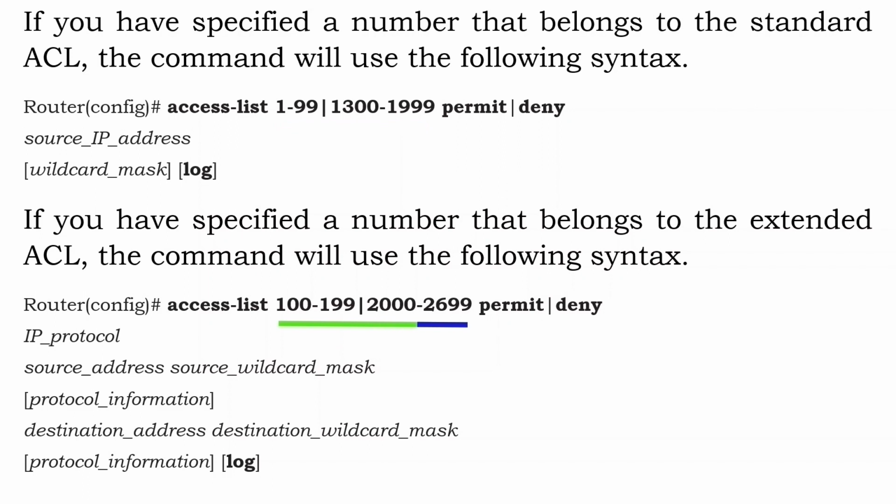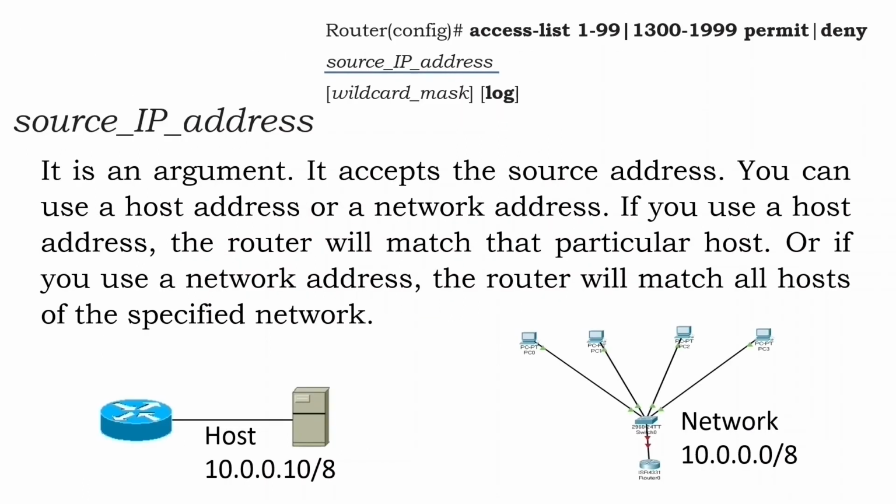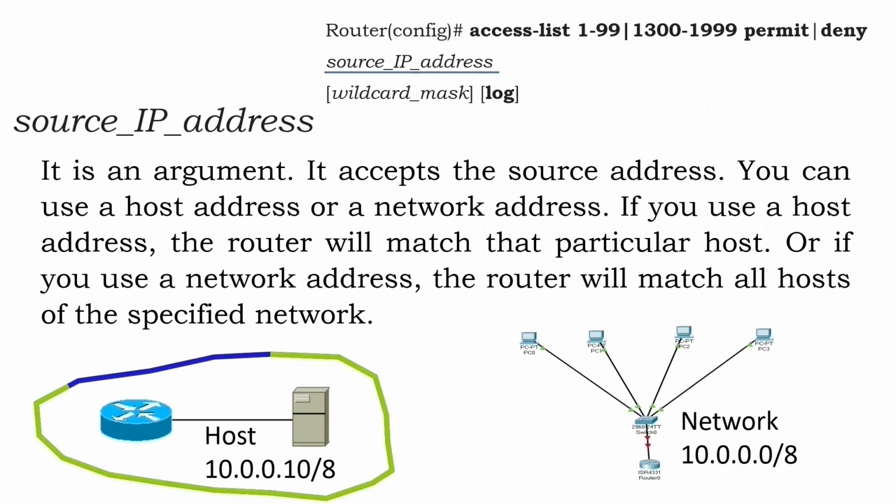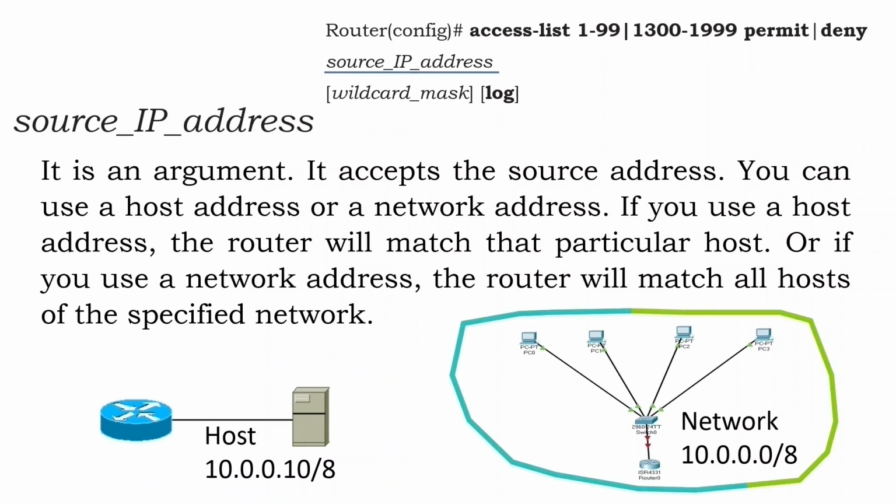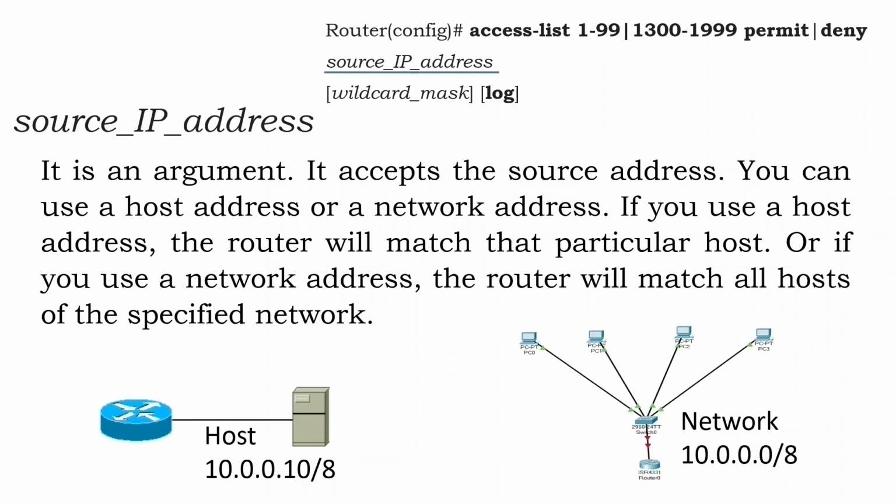Let's first discuss the criteria of a standard access list. We have already discussed the options and arguments till the action option. Now, let's discuss the remaining arguments and options. Source IP address. It is an argument. It accepts the source address. You can use a host address or a network address. If you use a host address, the router will match that particular host. Or if you use a network address, the router will match all hosts of the specified network.